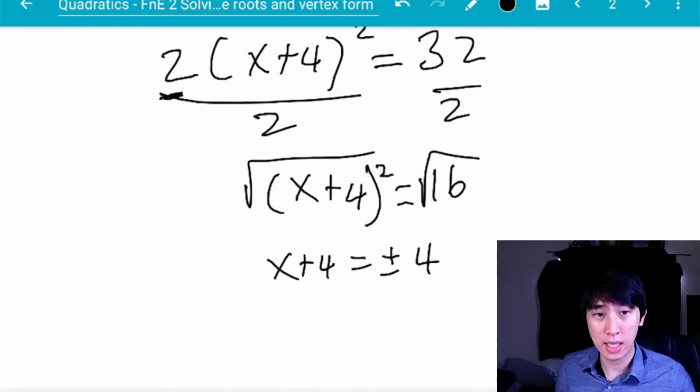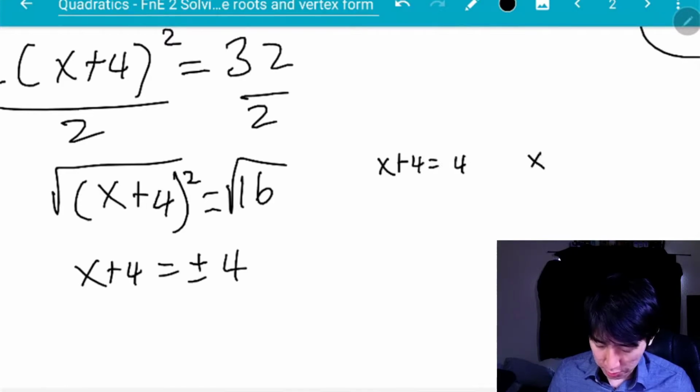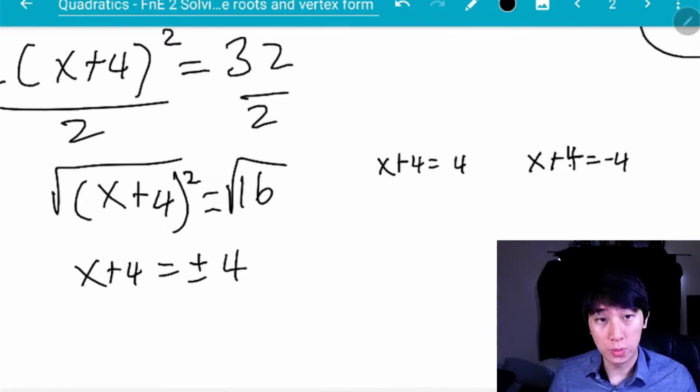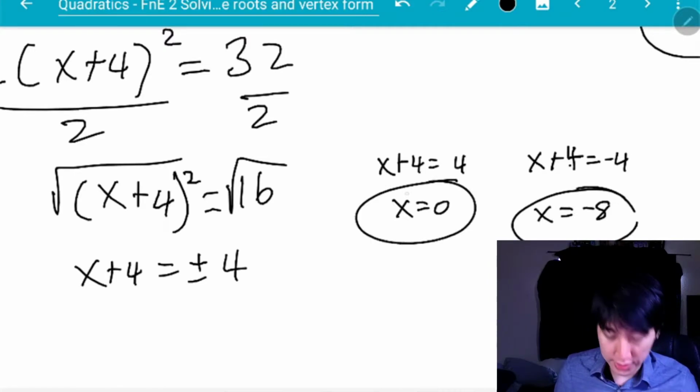We have two options. And because we have two options, we have to split it up. So we're saying x plus 4 could be equal to 4, but x plus 4 could also be equal to negative 4. We have two options here. Now we're going to solve each of them, just like we did with zero product property. So we're going to get x equals 0 and x equals negative 8. These are my two answers.